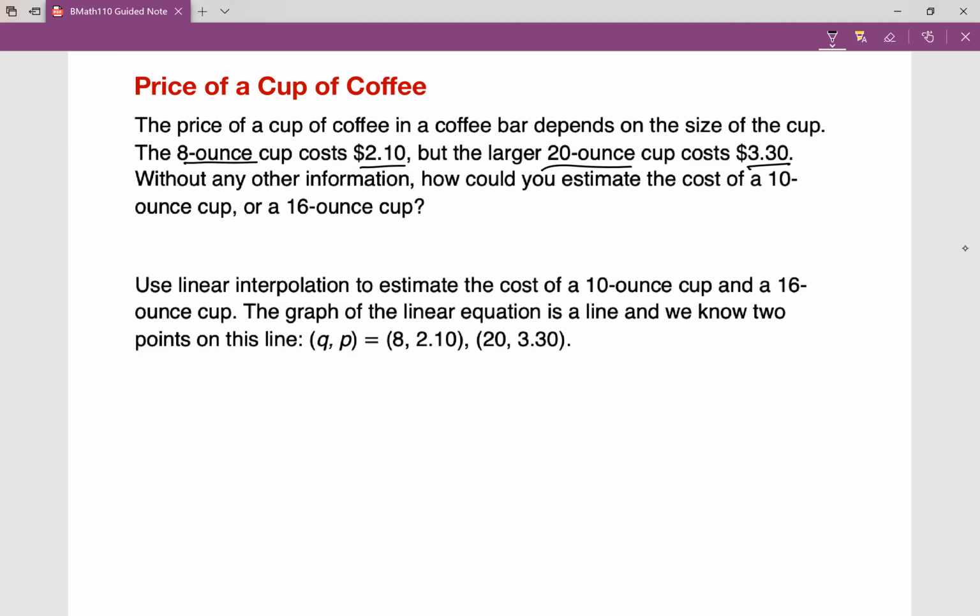Okay, so in here, we should notate Q. Q is the size of the cup. And P is the price of a cup.